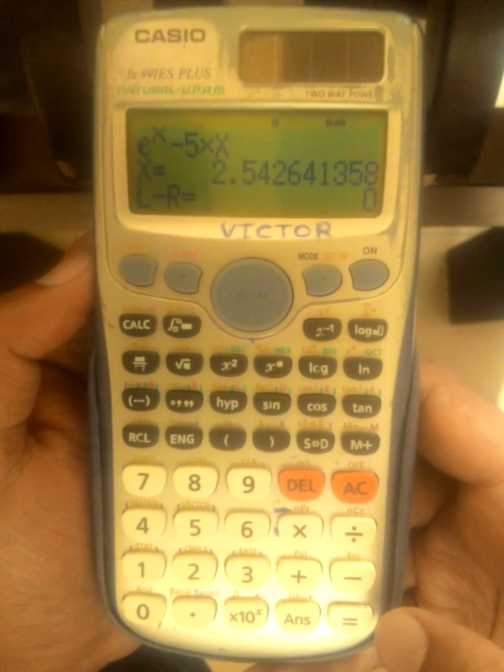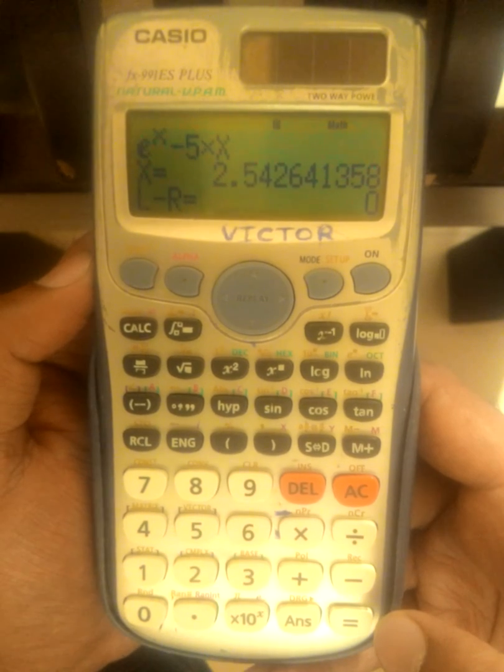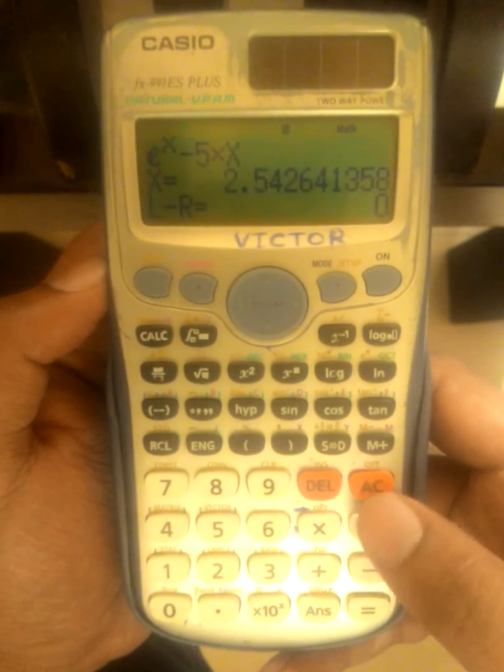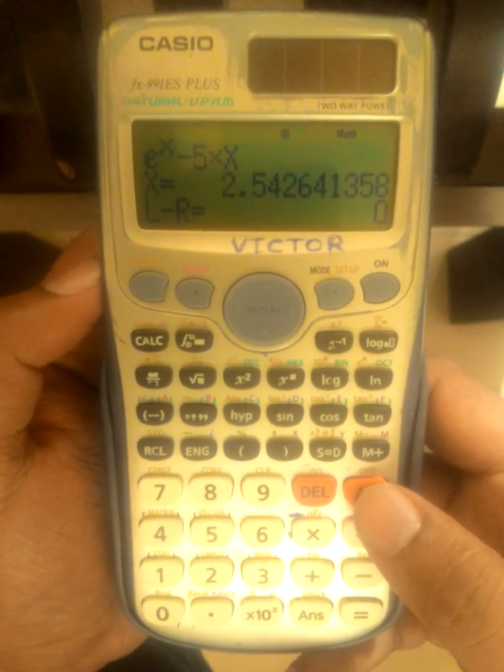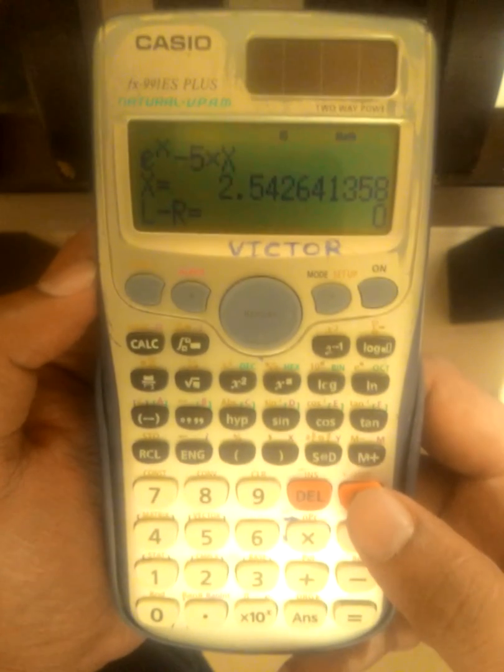The answer is x equal to 2.54264135. Hence we can use the calculator for predicting a value at an initial stage.